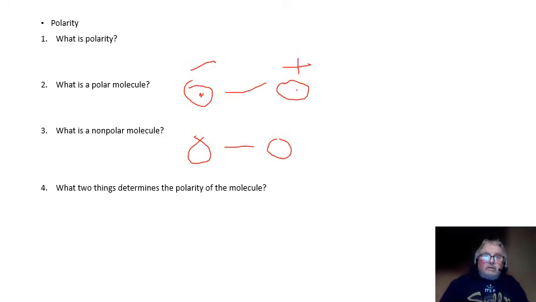Right. I went over all of this. There are 2 things that determine if a molecule becomes polar or nonpolar, and that's the electronegativity of the atoms involved with the bonds, and the second thing is the shape.